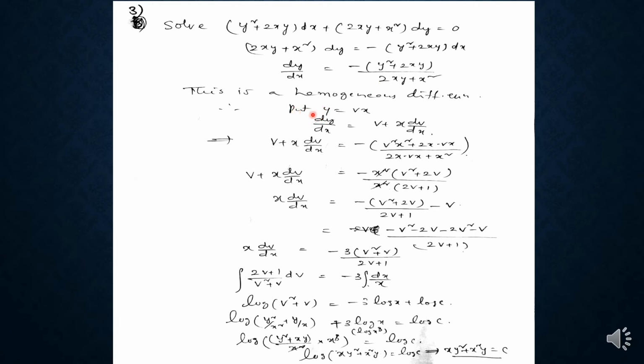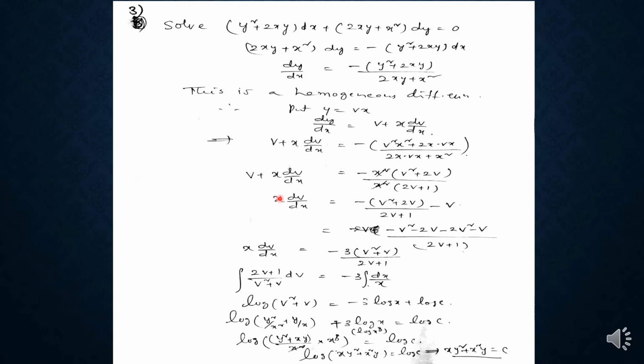So for that, put y is equal to vx. dy by dx is equal to v plus x dv by dx. By substituting the value of dy by dx in terms of dv by dx in the first equation, that becomes v plus x dv by dx is equal to minus of, what is y here, y is equal to vx, that is v square x square plus 2x into vx, by 2x into vx plus x square.